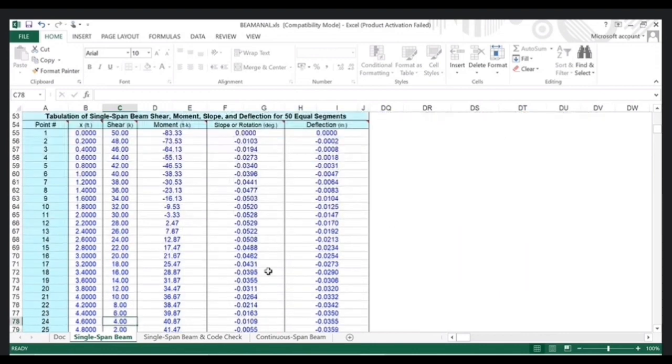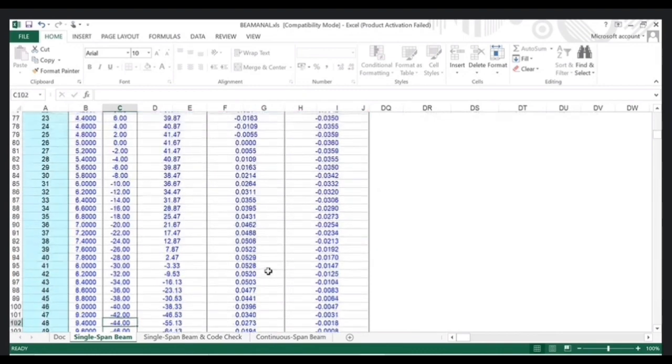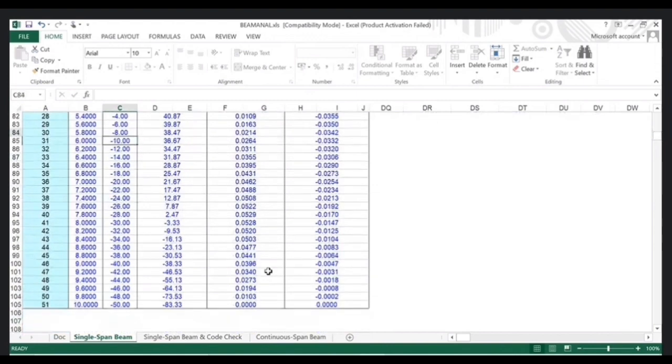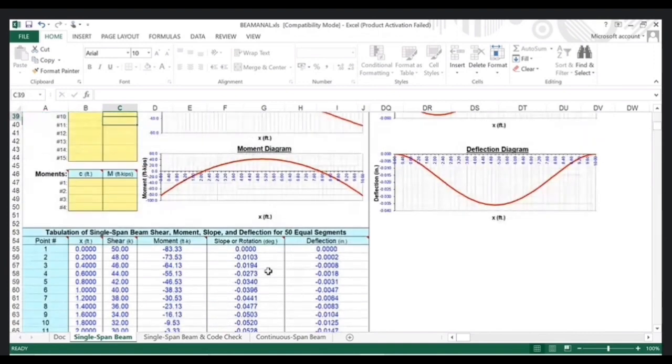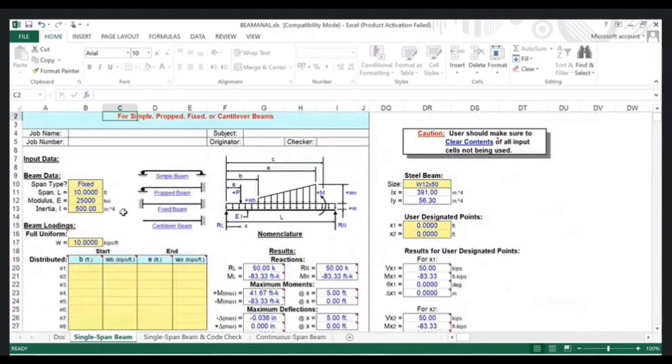So the beam is divided into 51 parts, and for each and every part we can see the values of the bending moment, shear, rotation, and the deflection. Okay. So this is the example of the fixed beam. Again, we can check with the prop cantilever beam. So the third example is for the prop cantilever beam.